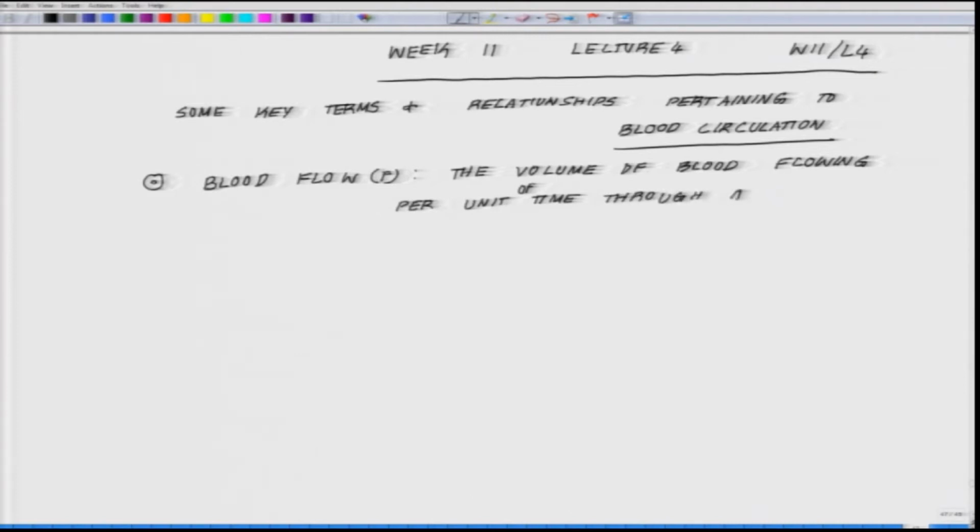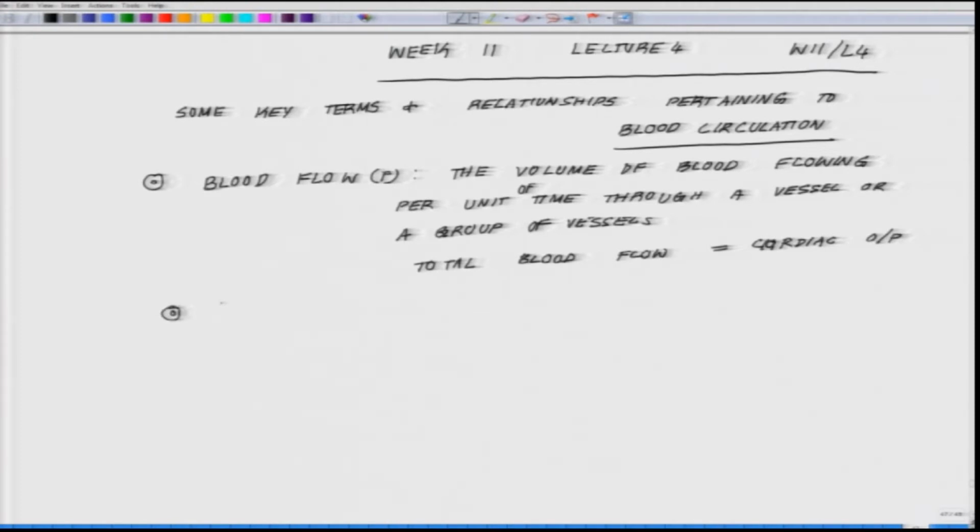Through a vessel or a group of vessels. Mark this word, or a group of vessels, may refer to circulation through a capillary, tissue or organ or entire vascular architecture. Total blood flow is equal to cardiac output. This is the first definition what you needed to know.